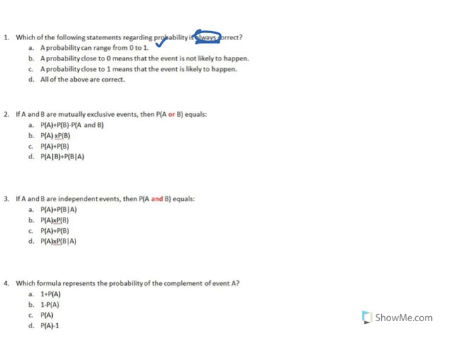Let's move on to the second one. B: a probability close to 0 means that the event is not likely to happen. We also know that to be correct. C: a probability close to 1 means that the event is likely to happen, and a probability of 1 means that the event must happen. So this is correct as well.